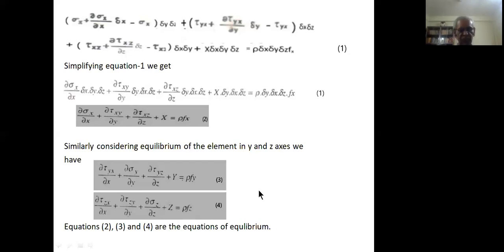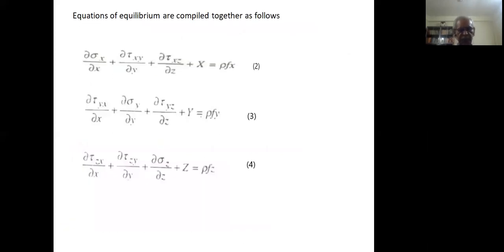So these are the three equations of equilibrium, and these are very important equations. They have to be satisfied in all solid mechanics problems which require equilibrium. So we rewrite them here for ease of understanding. Let's go through it again, and for understanding and remembering this, remember the stress matrix.